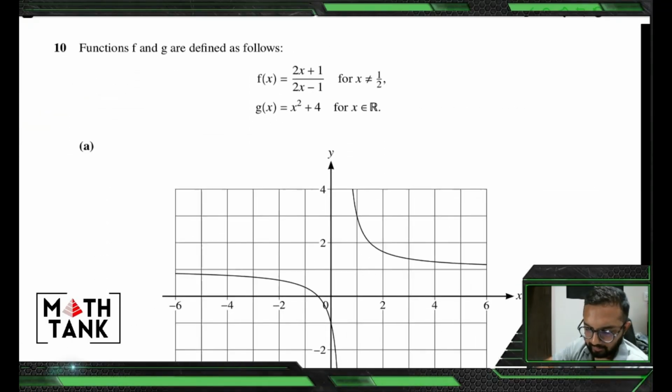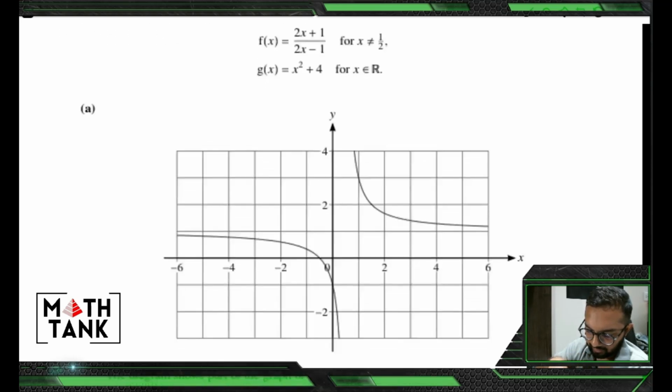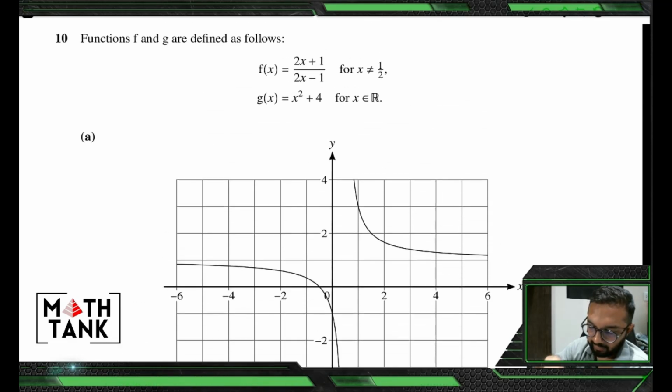Okay, let's talk about this one. It bothers a lot of people, so let's just do this. It says functions f and g are defined as follows. f of x is given as 2x plus 1 over 2x minus 1 and g of x is given as x squared plus 4. The diagram shows part of the curve y equals f of x. State the domain of f inverse.